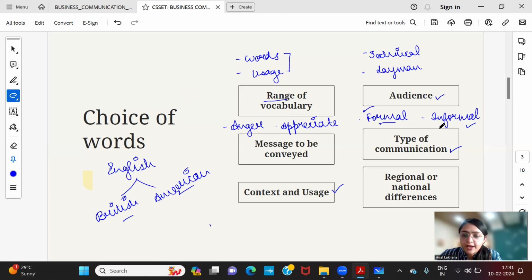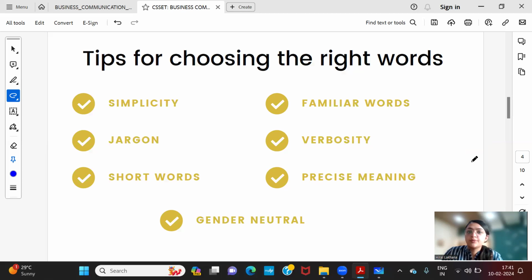So these are all the factors that determine the choice of words that the person goes for, or based on what vocabulary they are well versed with. So coming to the next part of the chapter. So how do we know? So we now know what are the factors that influence the choice of words. So we saw how a person's range, the type of communication, the audience you are communicating with, all of this can determine your choice of words.